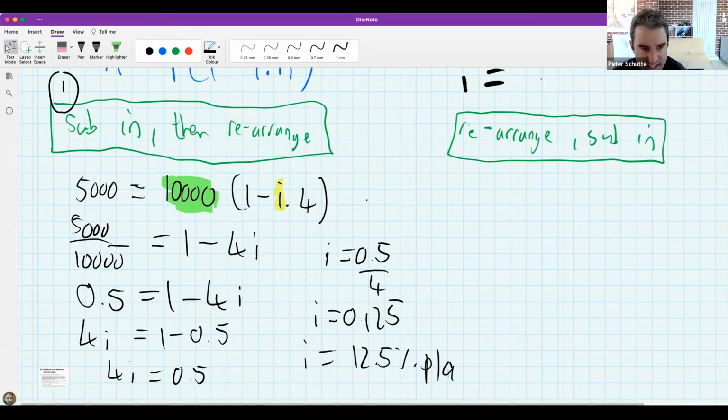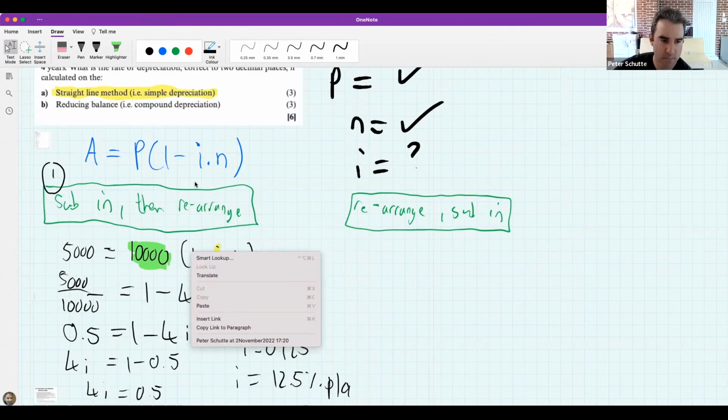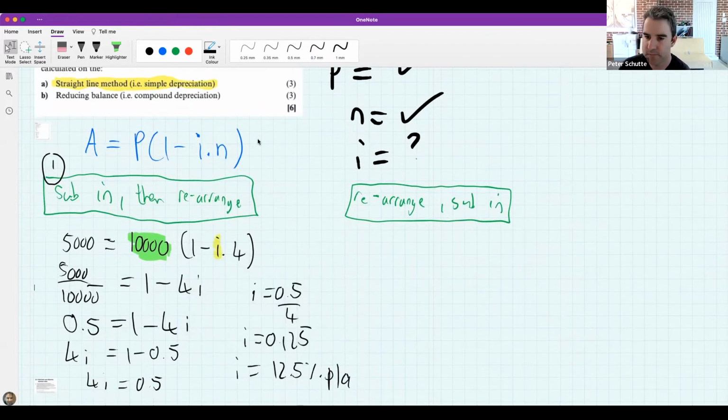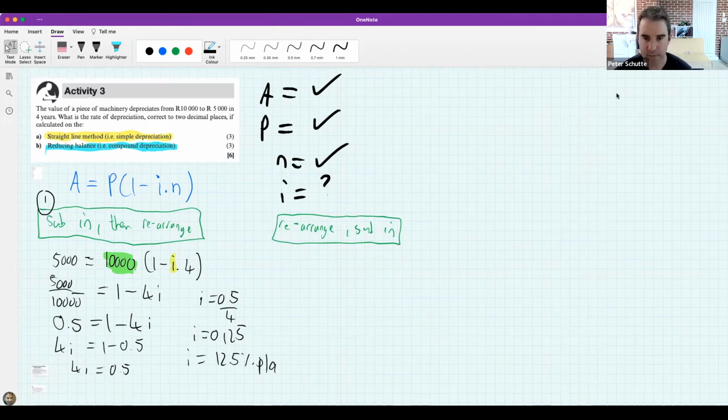Okay, so that is the simple interest part of things. Just give me a thumbs up if you're feeling good. Thumbs down if you're feeling a bit unsure. Okay, now I want you to attempt the reducing balance depreciation. So it's the same rough calculation, so the basic information is the same, but you're no longer going with straight line depreciation or simple depreciation, you're going with reducing balance.